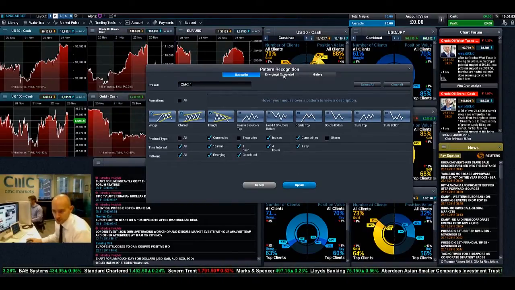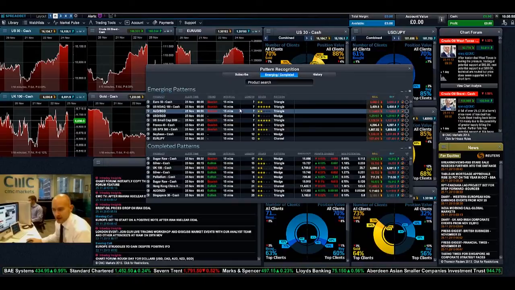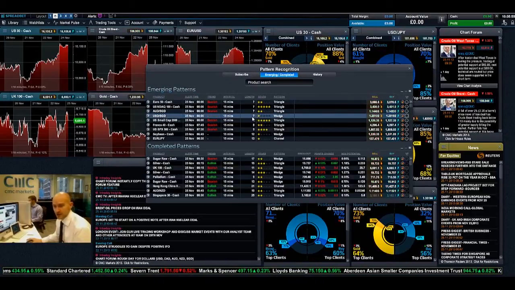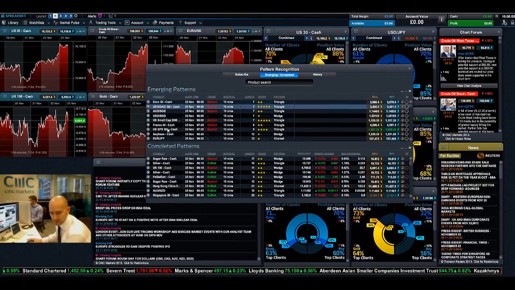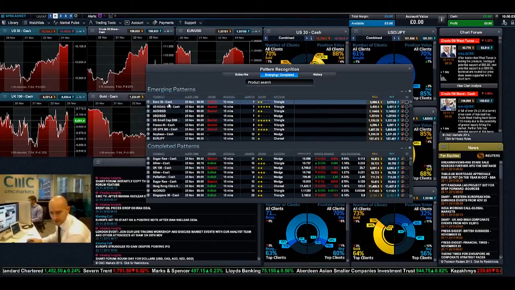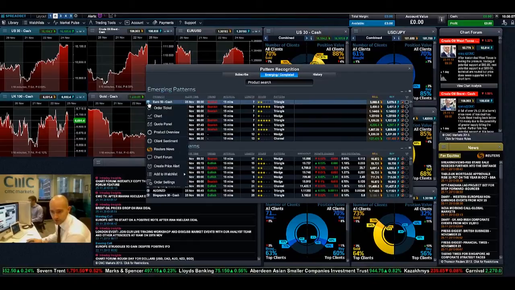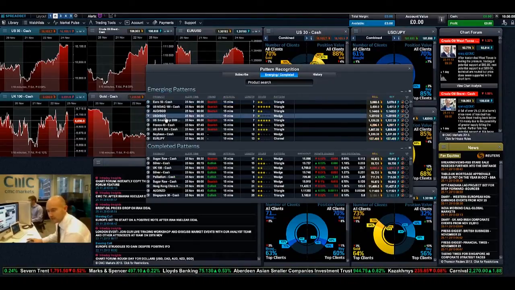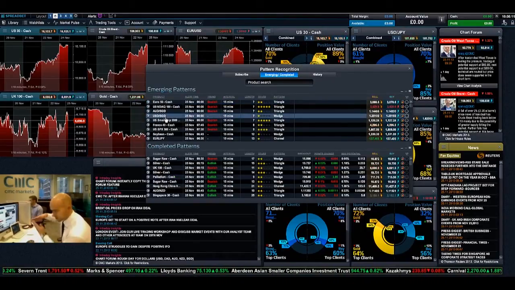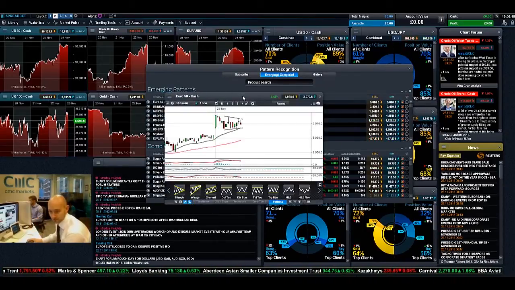I'm just going to go to my emerging and completed section right here. I'm going to have a look at some of these in more detail right now. So emerging patterns, as I mentioned, are technical trade setups that have yet to break out. So if we have a look at the Euro 50 cash and then click on chart, that's going to open up a chart with support and resistance levels already drawn on there. And let's have a little look at that in detail.